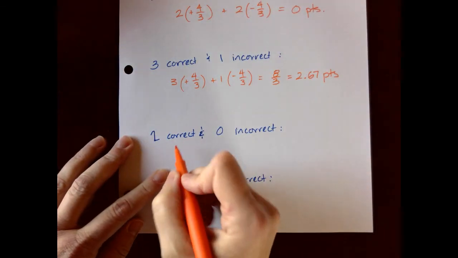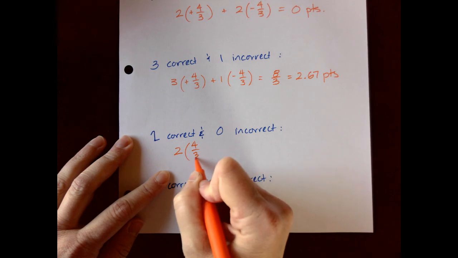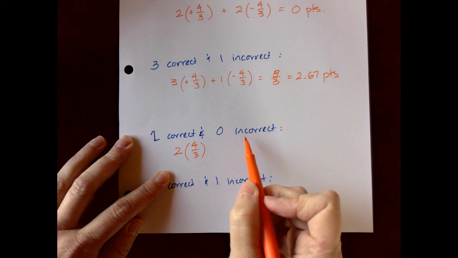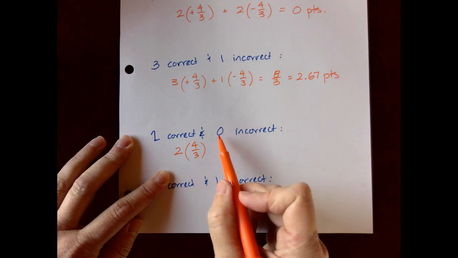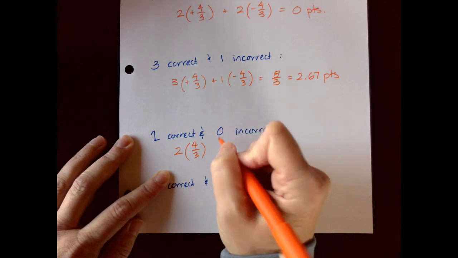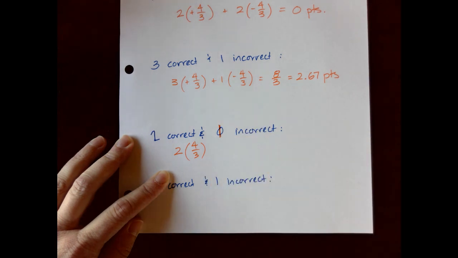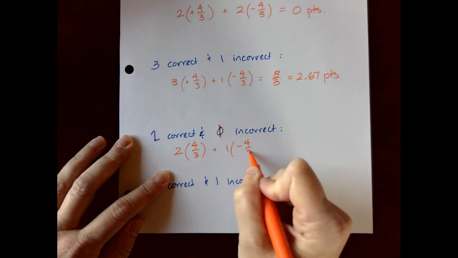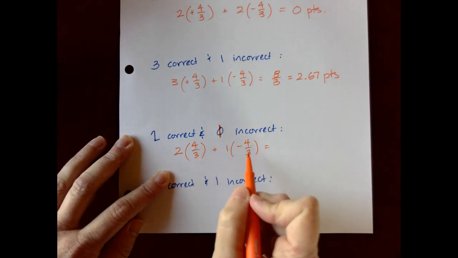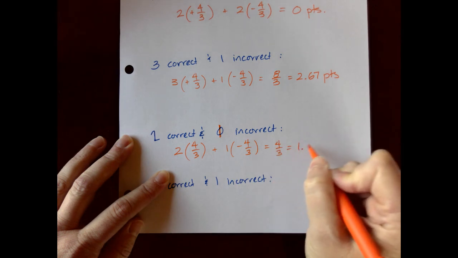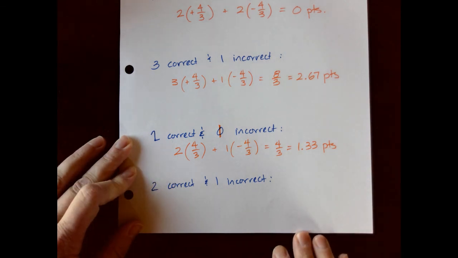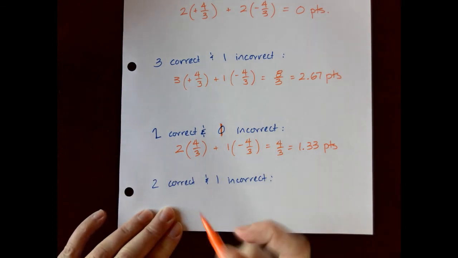If they get 2 correct and none incorrect, this isn't great phrasing on my part. They actually missed 1 that they should have put in there. So 2 correct and, let me just change it, 1 incorrect. They would have 2 sets of 4/3 and 1 set of negative 4/3. This will be 8/3 minus 4/3, which is 4/3. I think Canvas would probably say 1.33 points, but it might round up and give you the benefit of the doubt at 1.34. I didn't double check on that part. And that takes care of this one.